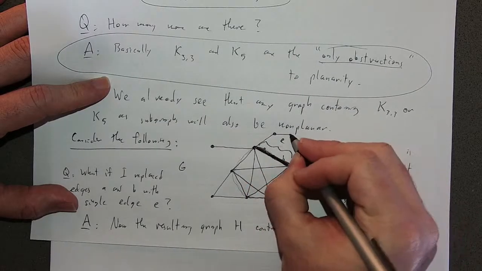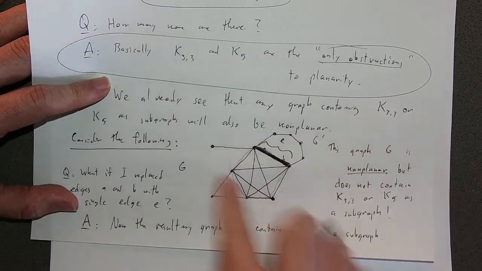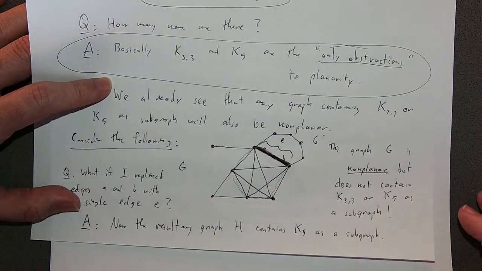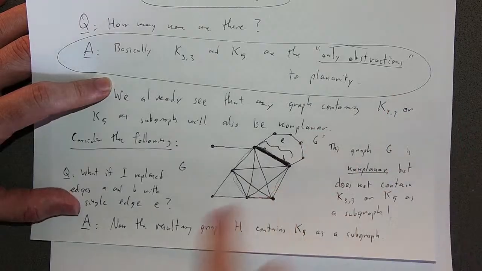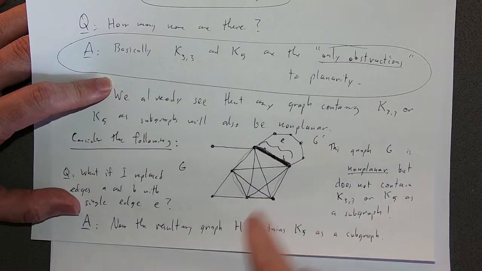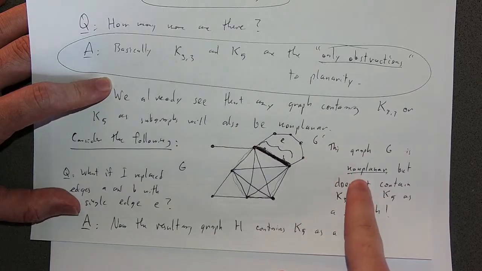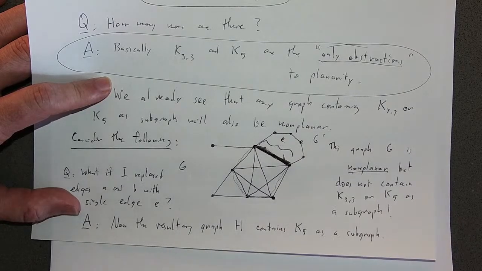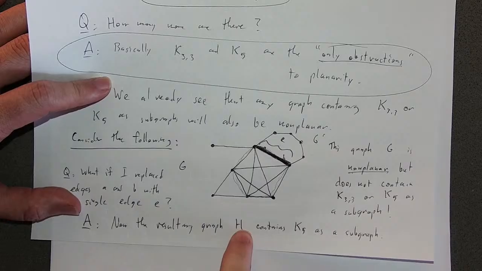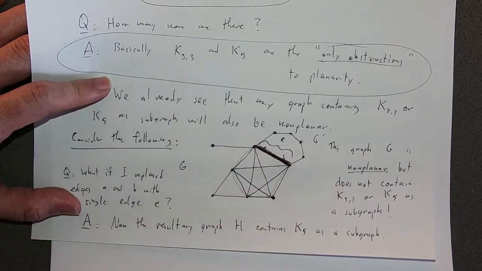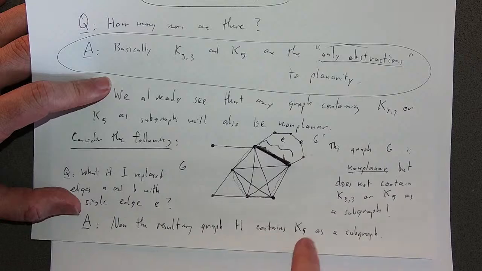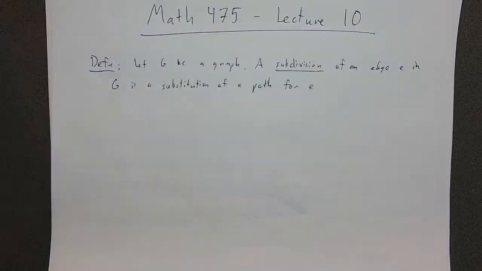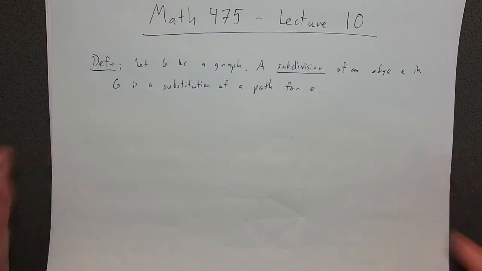Now, the graph that I get out of that, I might call G prime, and it would also be a subdivision of H, and this G prime is also non-planar. It also doesn't contain K3,3 or K5 as a subgraph. Yet H, the thing that is undivided here relative to G and G prime, does contain K5 as a subgraph. So in this way we cook up all kinds of examples, and we'll have a full answer to what's going on here in a second.